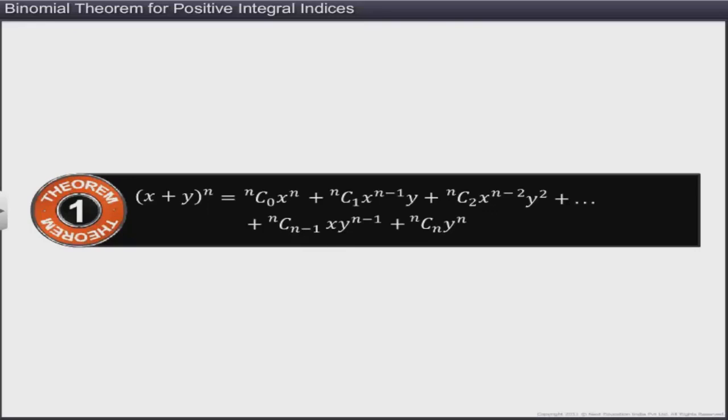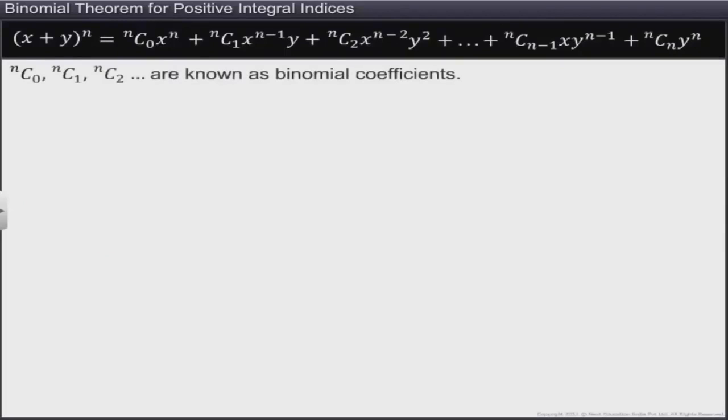plus nC1 x raised to the power n minus 1 into y, plus nC2 x raised to the power of n minus 2 into y raised to the power 2, and so on up to nC(n minus 1) x into y raised to the power n minus 1, plus nCn y raised to the power n. Here, nC0, nC1, nC2, and so on are known as binomial coefficients.